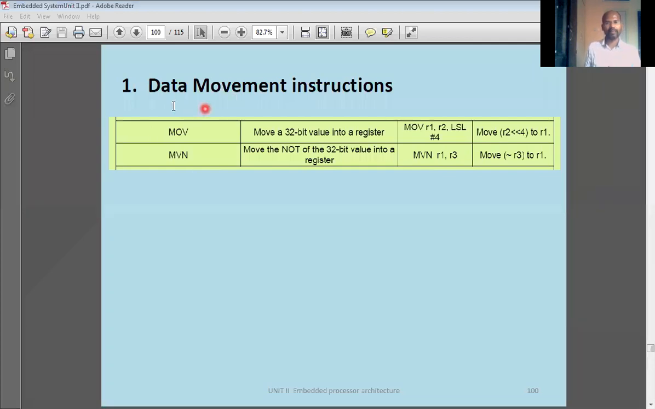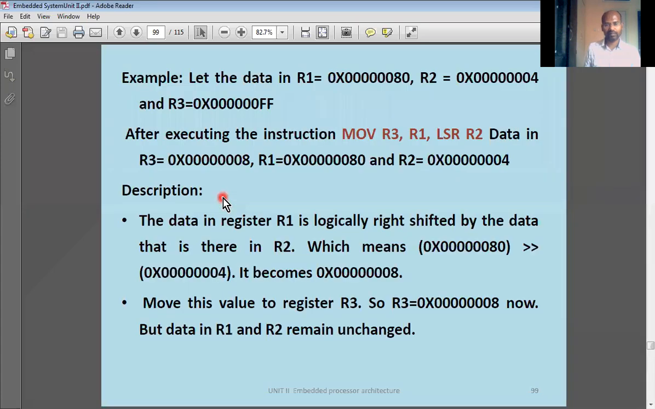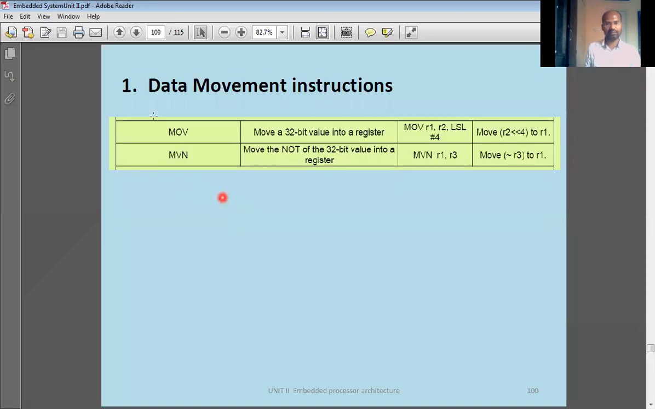Next, data movement instructions. So far we have talked about barrel shifting operations. Now we will talk about the general instructions in the instruction set. These are the general instructions in the instruction set.